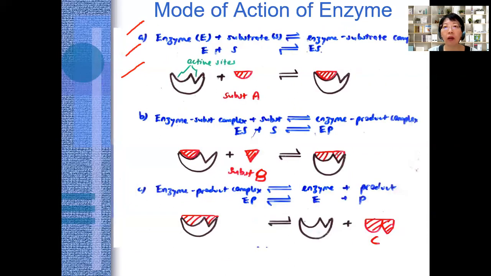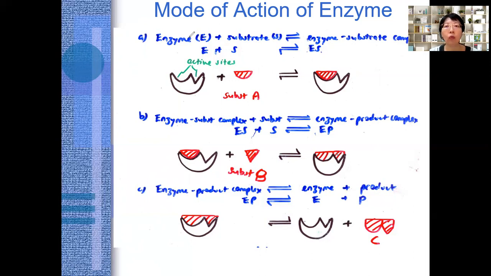In this slide, I am going to show the mode of action of enzyme. Mode of action of enzyme means the steps involved for the enzyme to catalyze a reaction. All the steps involved for an enzyme to catalyze a reaction are called the mode of action of enzyme. You need to write and draw everything into your notes, and pay attention to the colors that I use. You can also use color.